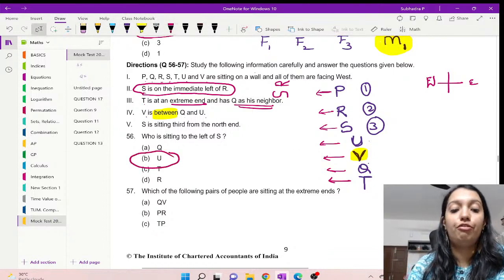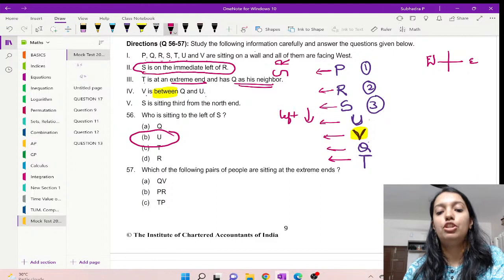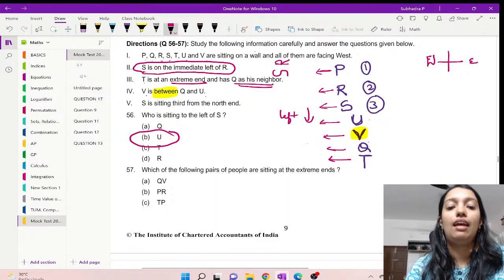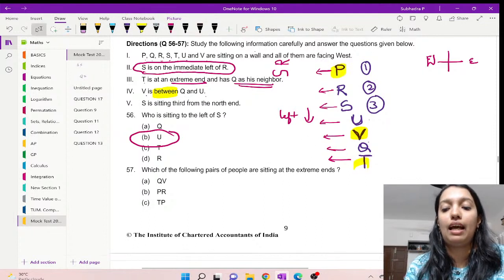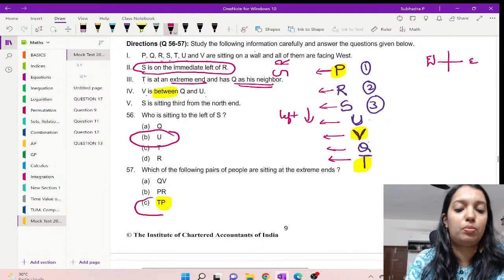Next, 57th question. Now this is left direction. Remember that. Which of the following pairs of people are sitting at the extreme ends? Extreme ends we have P and T, or TP, which is option C.